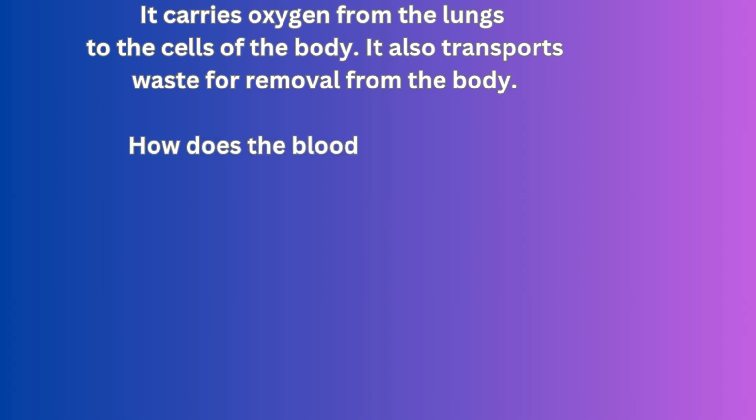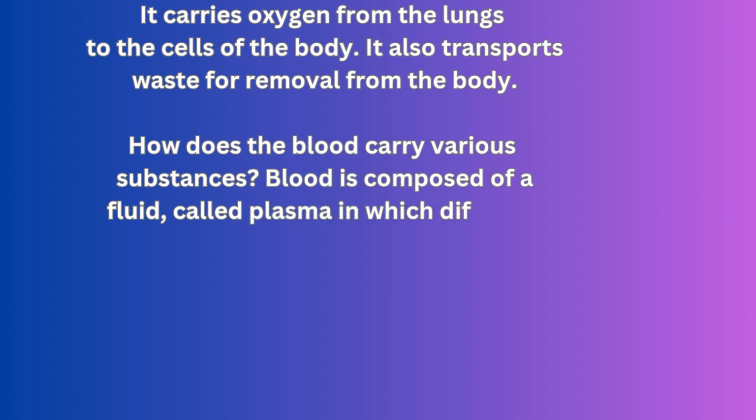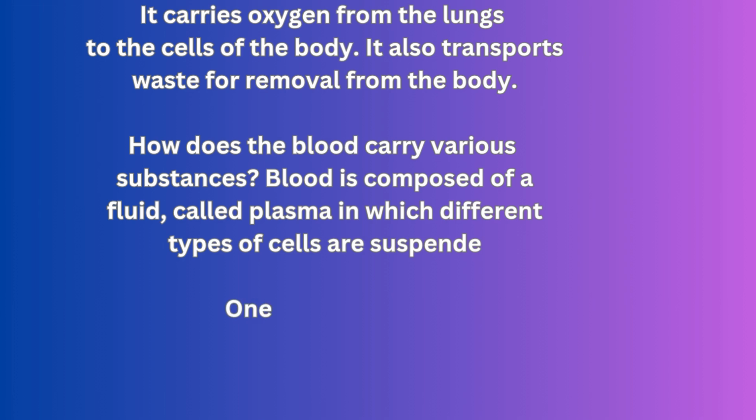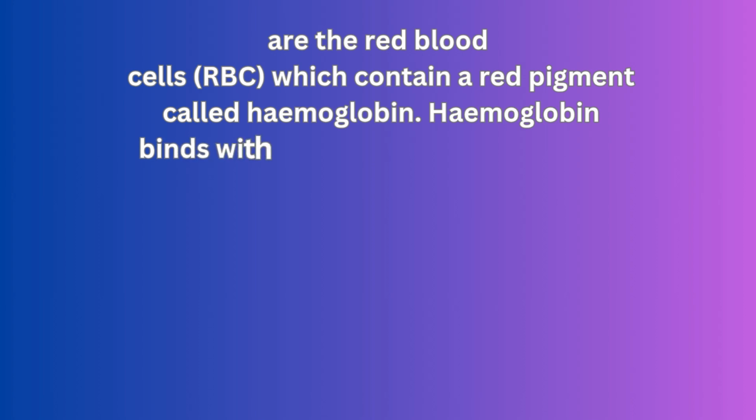How does the blood carry various substances? Blood is composed of a fluid called plasma, in which different types of cells are suspended. One type of cells are the red blood cells, RBC, which contain a red pigment called hemoglobin.